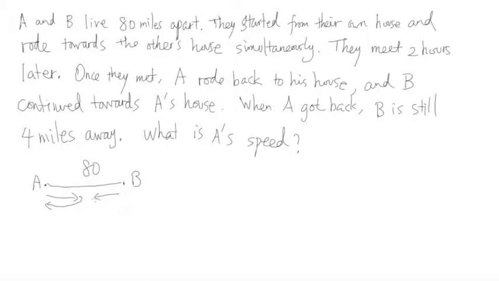And B continues. And when A reaches home, B is still at the point 4 miles away. Okay, so that's what the question is. And they ask you, what is A's speed? Okay, so I roughly draw the picture. Now let's see how we solve this problem.